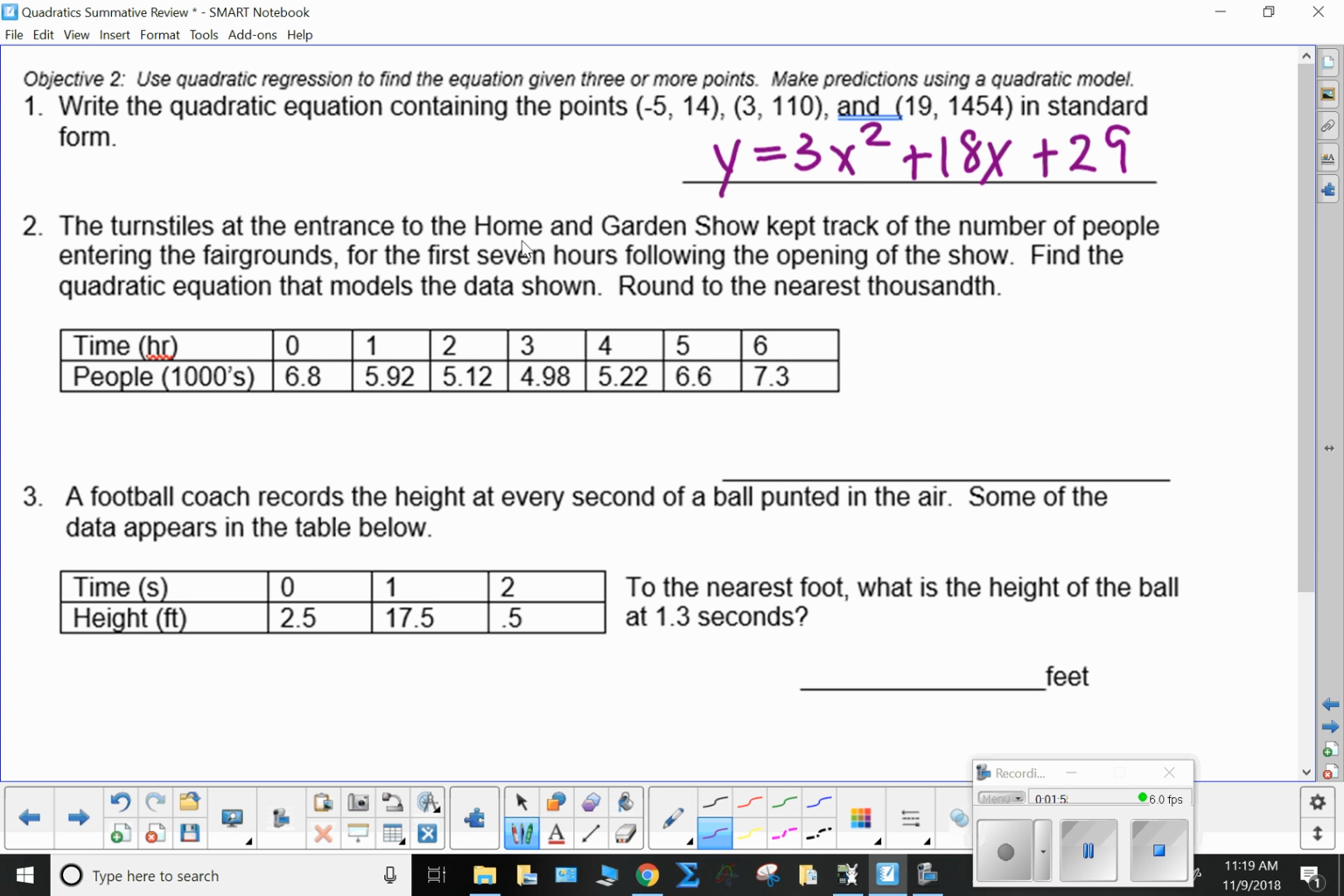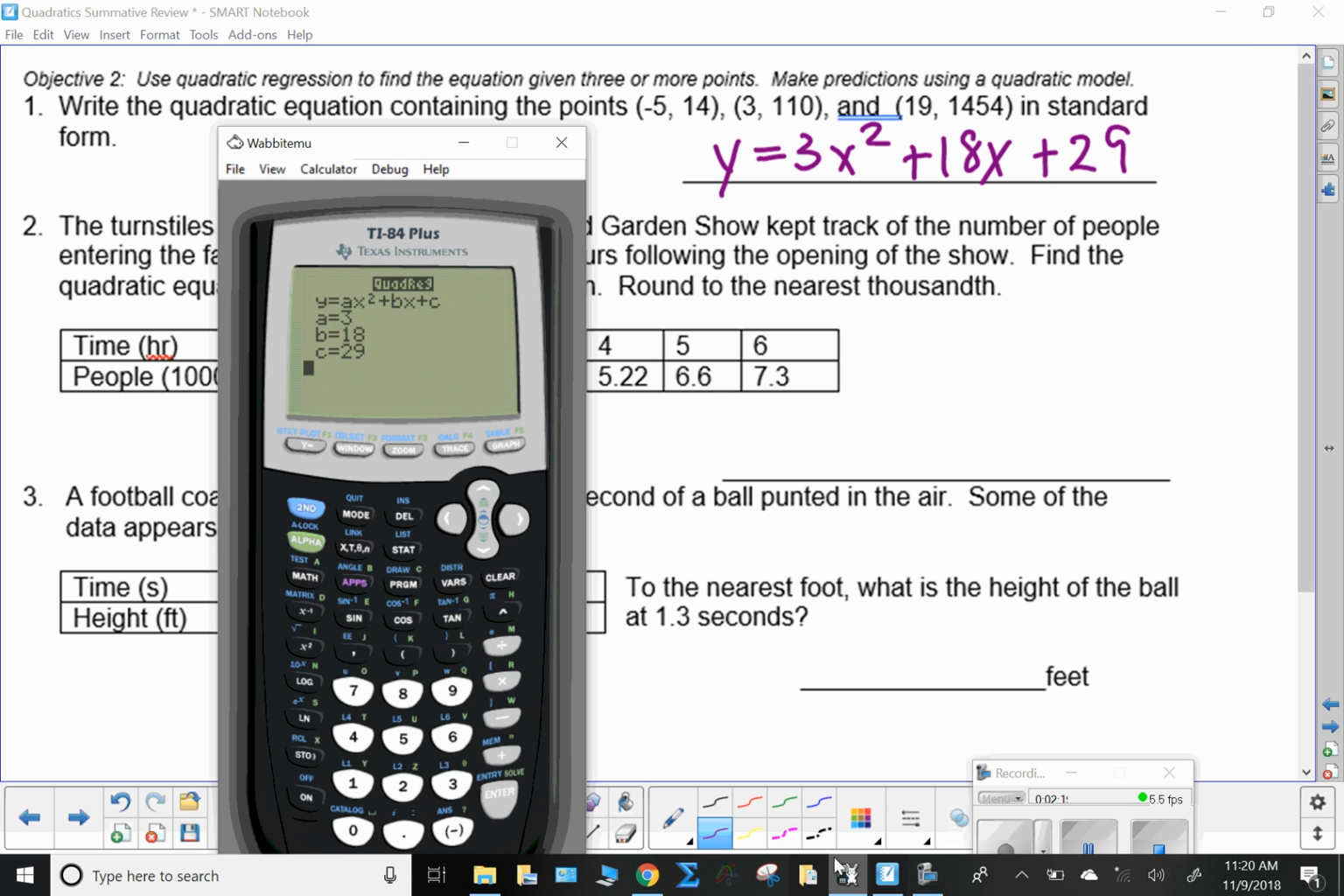The next problem. The turnstiles at the entrance to the home and garden show kept track of the number of people entering the fairgrounds. For the first 7 hours following the opening of the show, find the quadratic equation that models the data shown, rounded to the nearest thousand. Now notice I don't care what the equation is. I care, find the quadratic equation, sorry, that models. I do care.